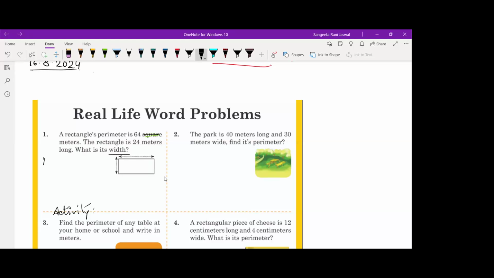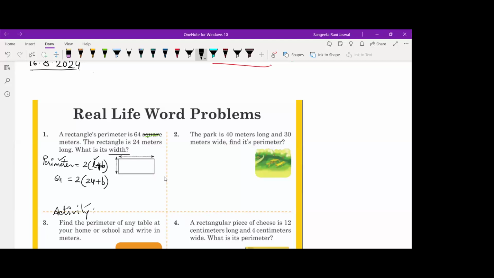See the perimeter. What is the formula for the perimeter of a rectangle? We did it last time. 2 into (L plus B). Very nice. 2 into (L plus B). Now perimeter is already given to you. The length is given. So 64 meters is equal to 2 into (24 plus breadth). Breadth is not given to us, so we will just write B here. Right? So what will you do here?